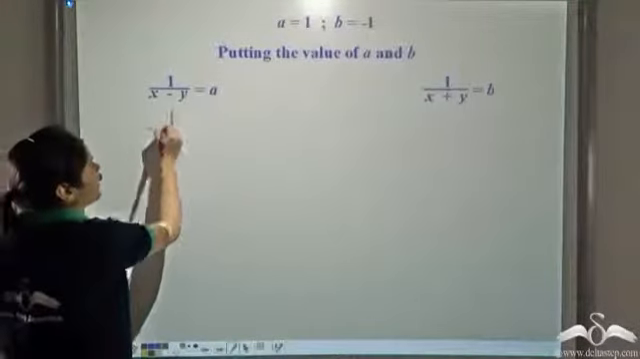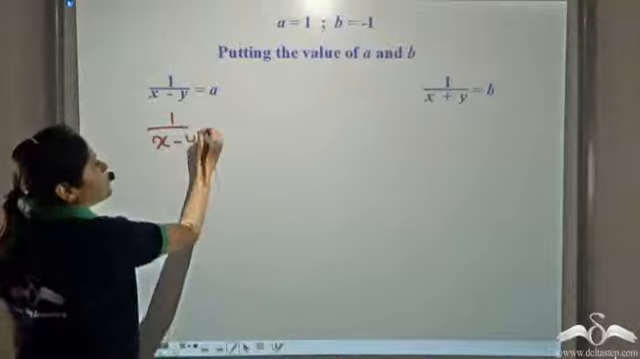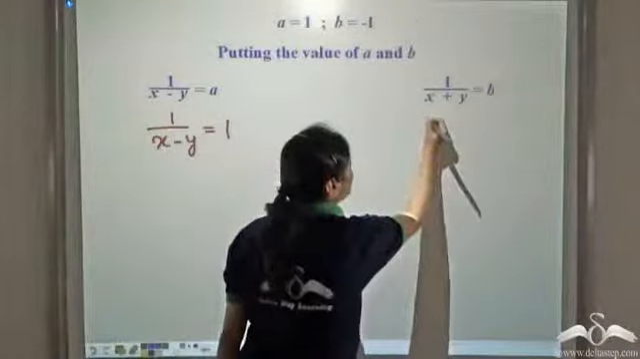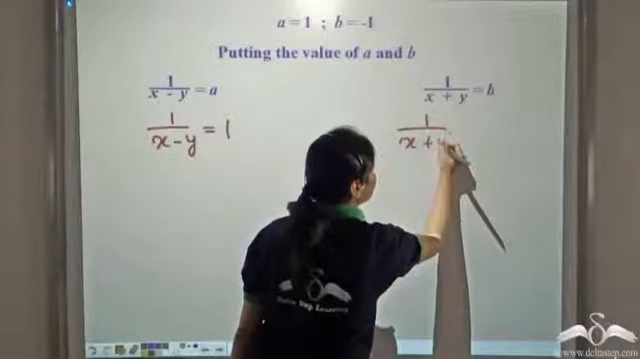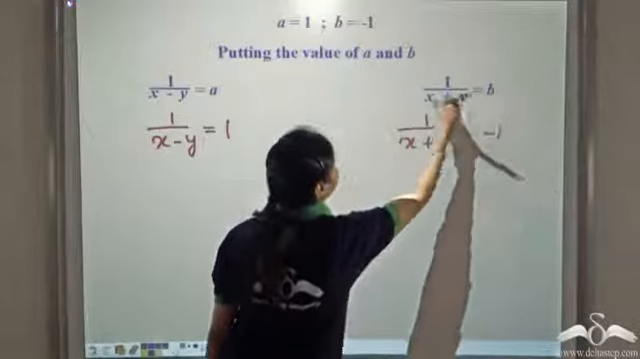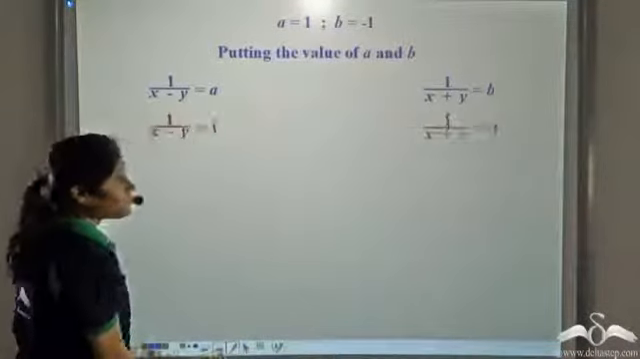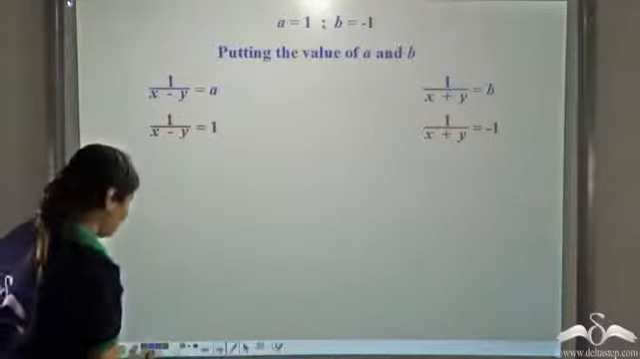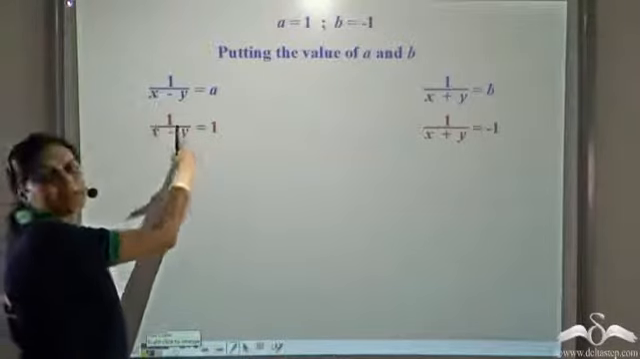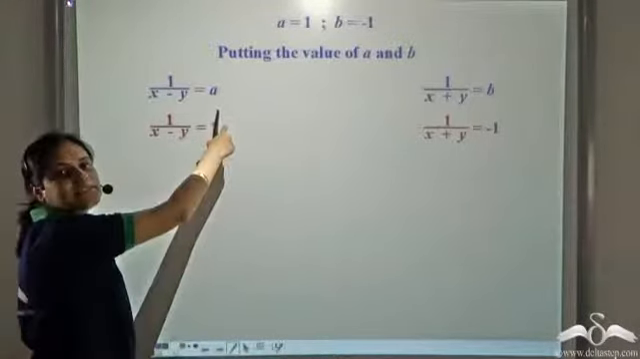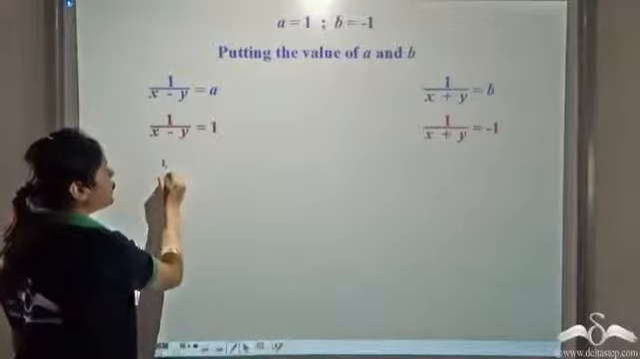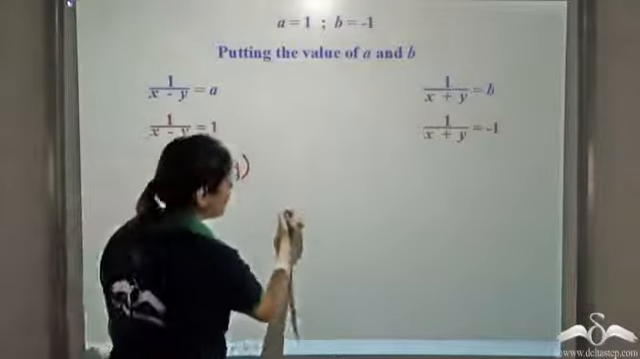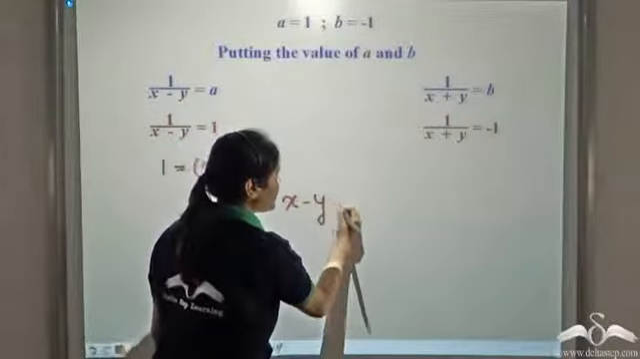So we have 1 by x minus y is equal to 1 because a is equal to 1. Also 1 by x plus y is equal to negative 1 because b is equal to negative 1. So this is what we have. Now let us simplify these two equations. If we transpose x minus y to the right hand side, we get 1 is equal to x minus y. So we can write it as x minus y is equal to 1.